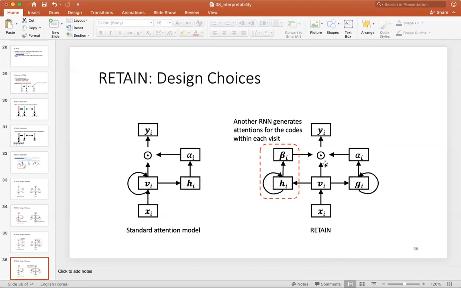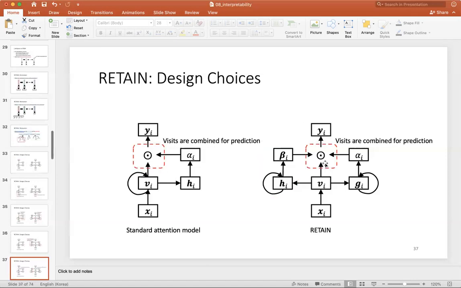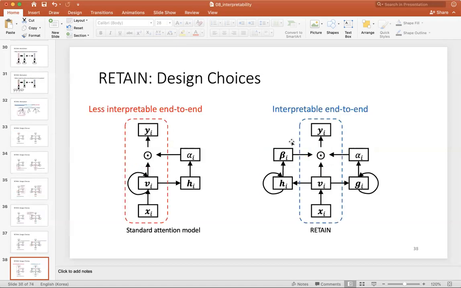So two separate RNNs, one for the visit level, one for the code level, and then you have all the things you need. You have the hidden representation of your visit. You have the visit level attention. You have the code level attention. So you just multiply everything together to get the context vector c here, and then based on that you make a prediction.